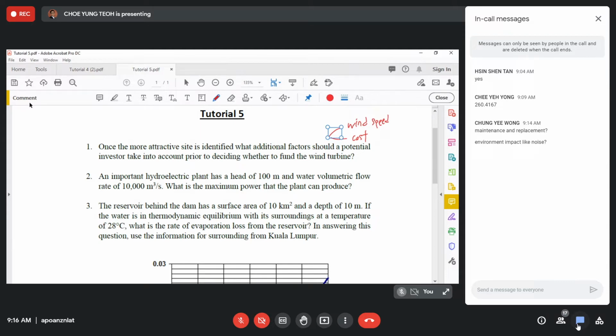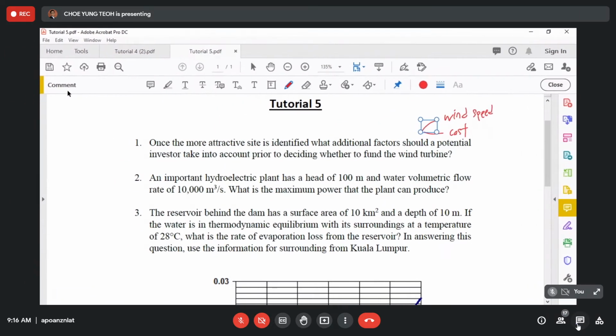So first, you need to check how far it is from the residential area. You need to check whether you have a demand or not. You need to check whether you can connect to the grid or not. If you cannot connect to the grid, you need to pay extra cost to transfer the energy from your wind turbine to the nearby substation. If there is a substation nearby, then definitely it will be very good. Other than that, still a lot of things, maybe in terms of the land.